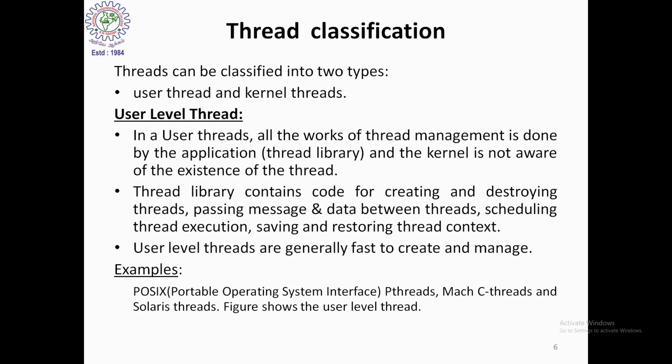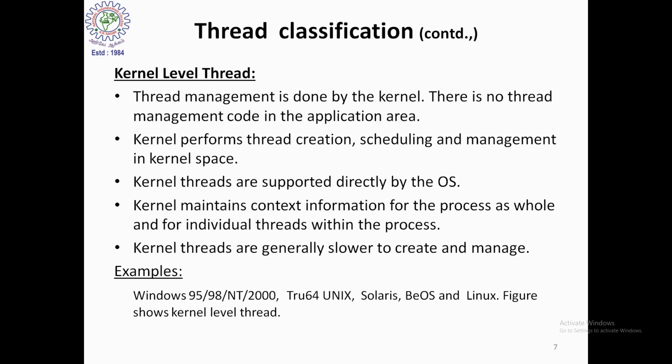When it comes to kernel level threads, the thread management is done at the kernel level. It is the most privileged mode, and as we know, it is a highly secure mode. The OS is directly involved in this mode with the kernel threads. Kernel threads are slower to create and manage compared to user mode threads, because in user mode we do everything at the application level. That is the difference between user mode and kernel mode.